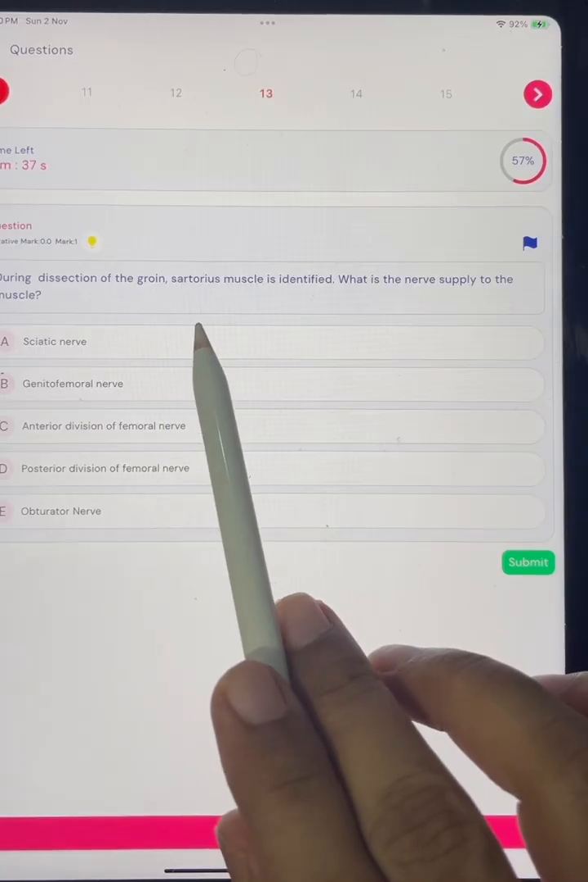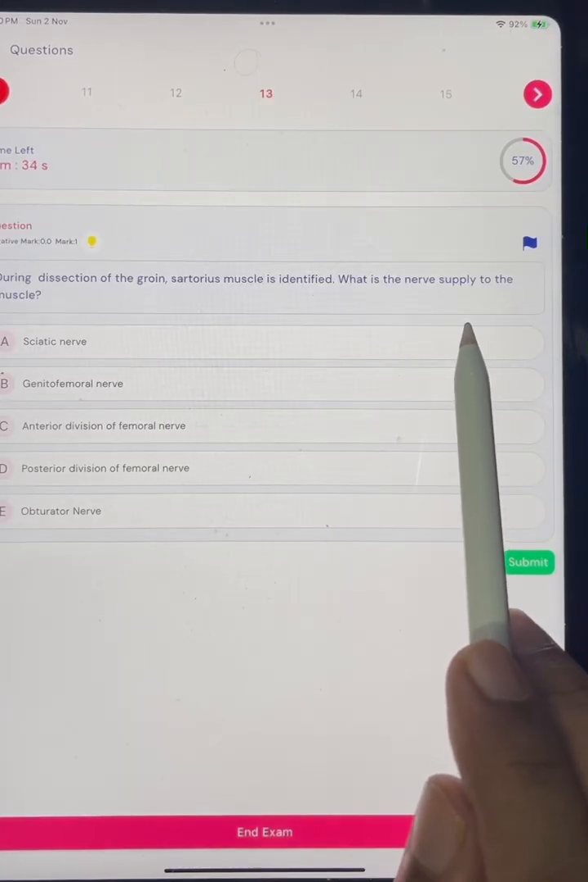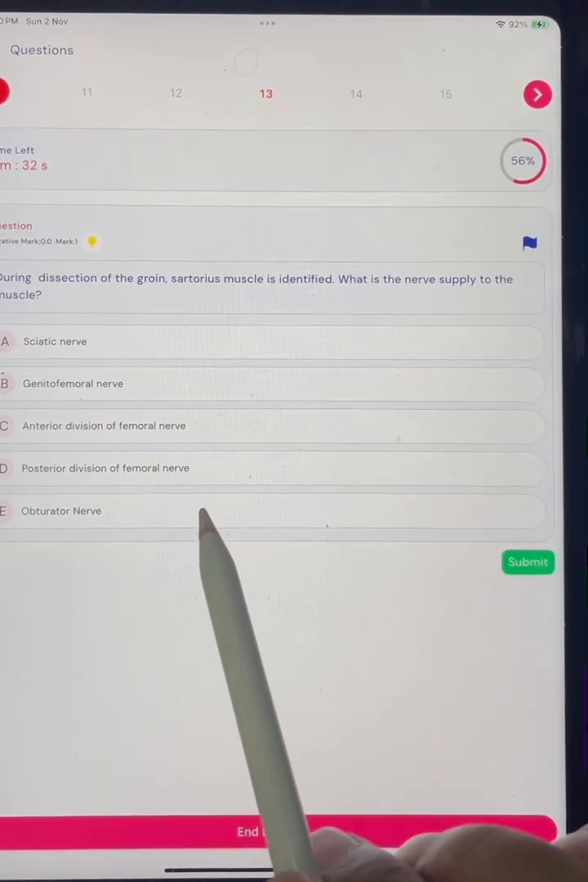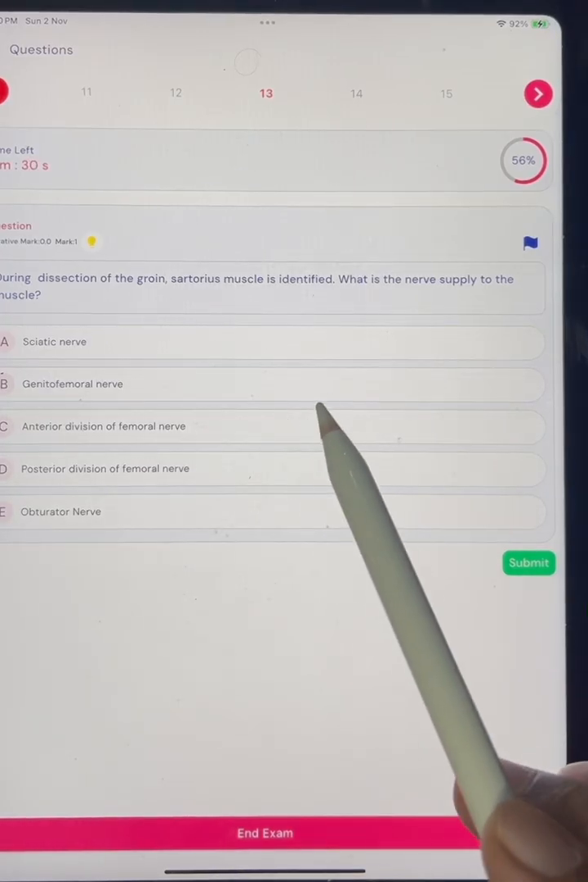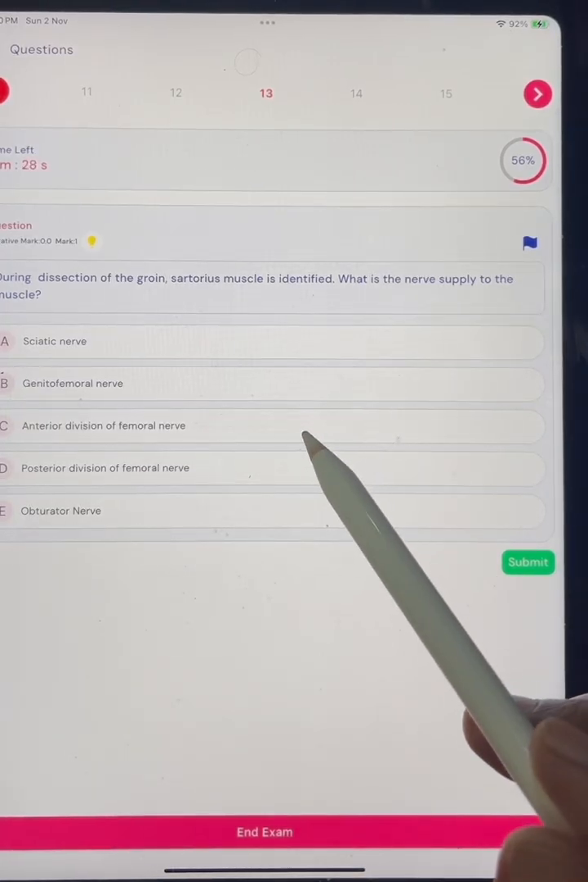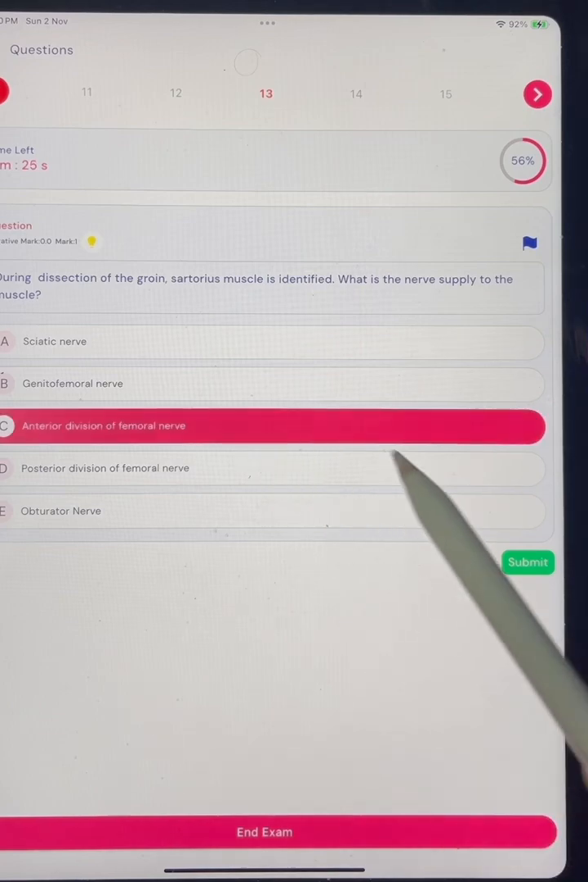During dissection of the groin, the sartorius muscle is identified. Which nerve supplies this muscle? Again, sartorius. It has to be from the femoral nerve only.